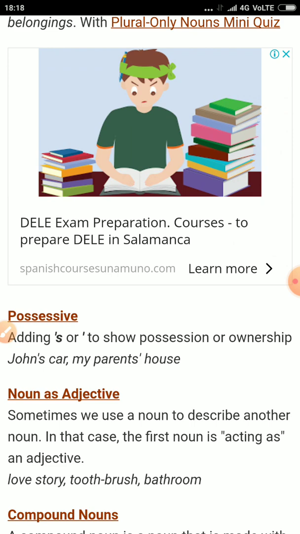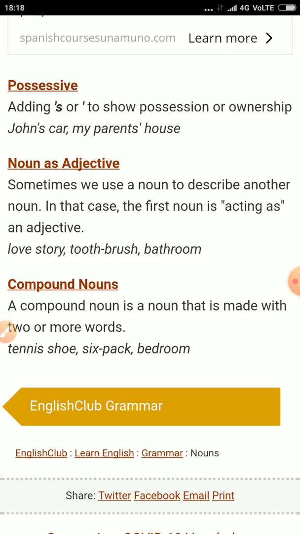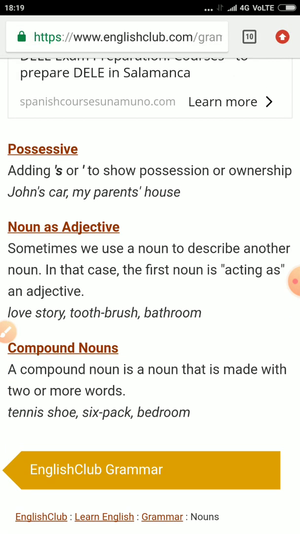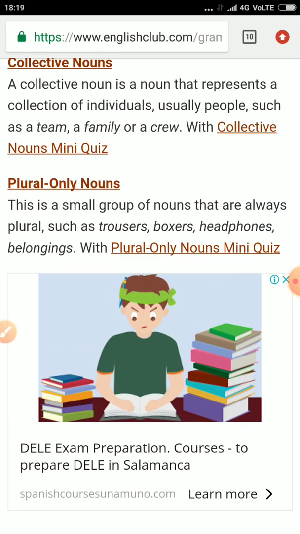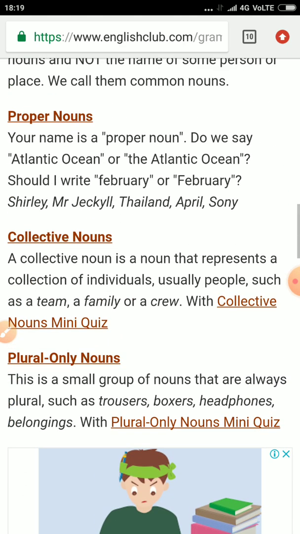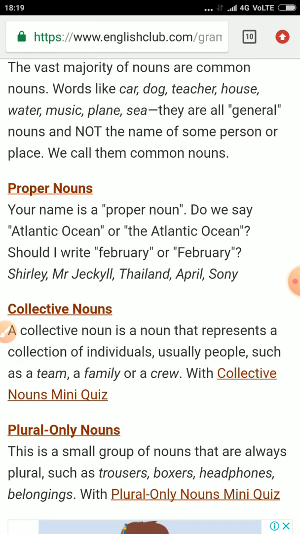Abstract noun shows the quality of a noun: softness, hardness, that is also called abstract noun. So now we have some other kinds of noun which are mentioned here: compound nouns, noun as adjective, possessive noun, and plural noun. Collective noun, proper noun. These are some vast explanations.